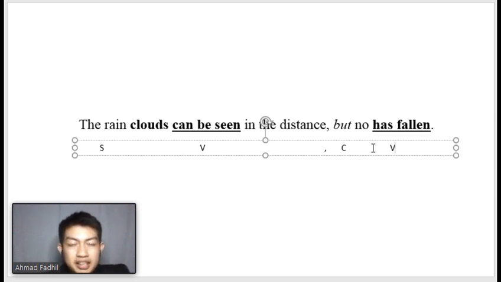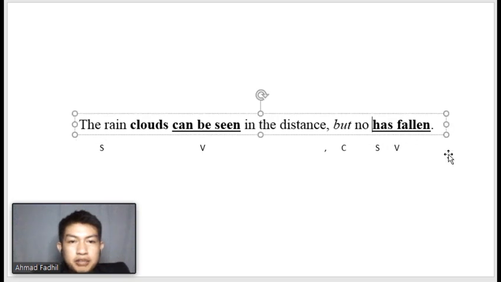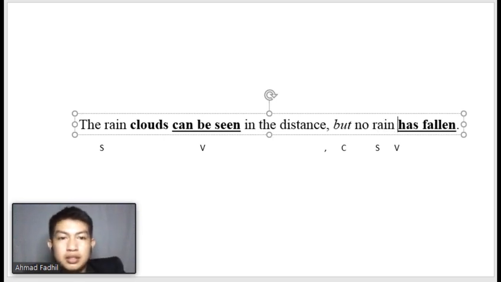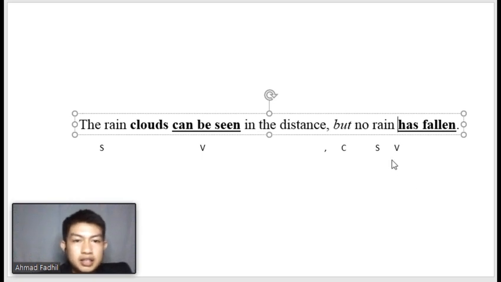To make this right, we can add a second subject before the second verb. For example, we can add rain. So the sentence will be right. The rain clouds is the first subject, can be seen is the first verb, but is the connector, rain is the second subject, and has fallen is the second verb.